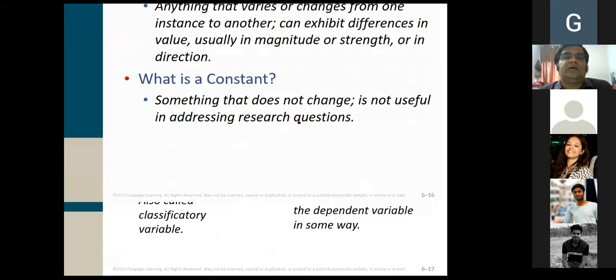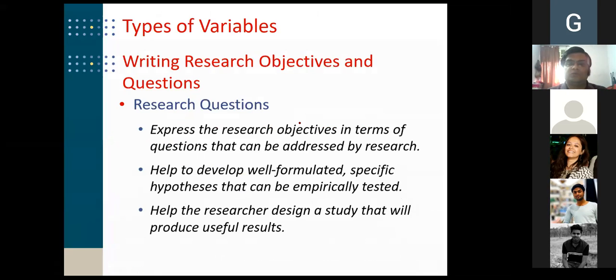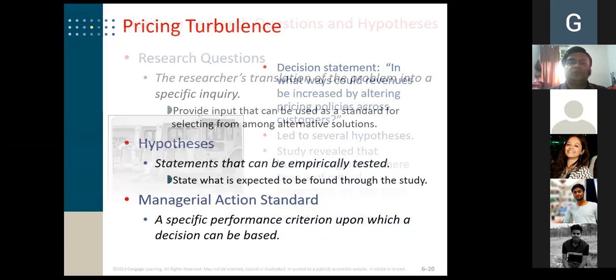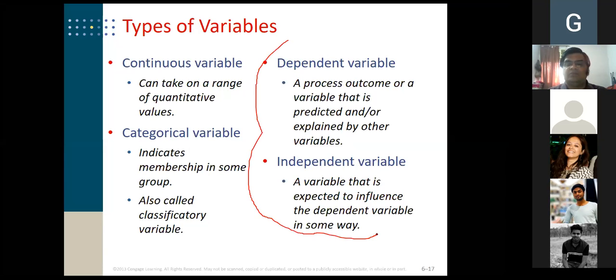I think you have knowledge of these things from your quants class. Now let us see, we do not have much time. This thing has to be discussed. This is very important. This I will discuss at length. So dependent and independent variable, are you clear? You need to be clear here.